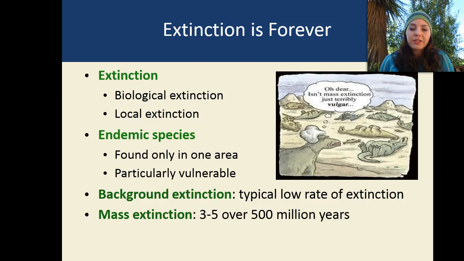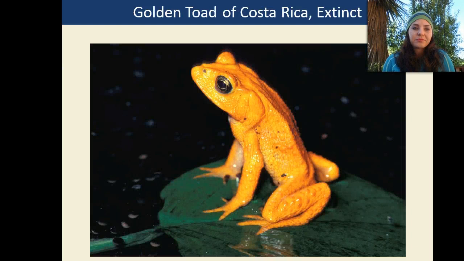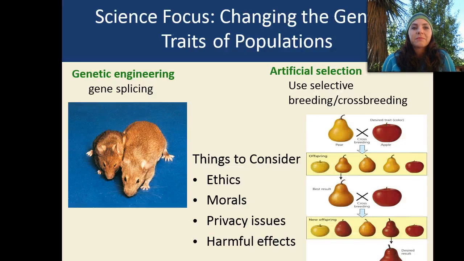We have background extinction, which is a low rate extinction that's going on all of the time. And then we also have mass extinctions. These are the really large ones that we hear about. The most often that we know about are the dinosaurs, and we know about the dinosaur extinction. There have been 3 to 5 mass extinctions over the last 500 million years on Earth. So one example of extinction is the golden toad of Costa Rica. It has gone extinct.